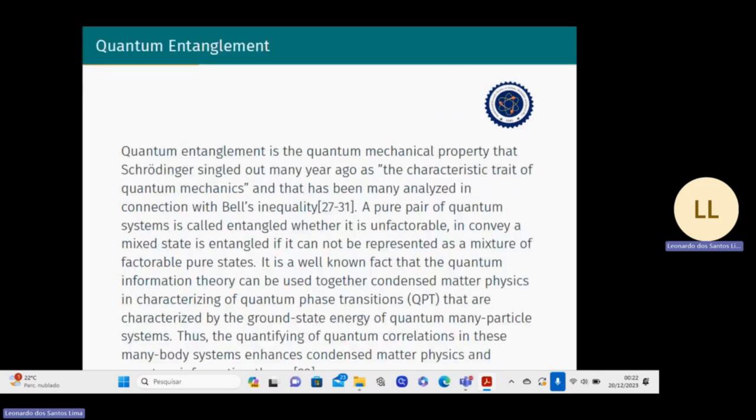Quantum entanglement. Quantum entanglement is the quantum mechanical property that Schrödinger singled out many years ago as the characteristic trait of quantum mechanics, and it has been widely analyzed in connection with Bell inequality. A pure pair of quantum systems is called entangled if it is not factorable, and a mixed state is entangled if it cannot be represented as a mixture of factorable pure states. It is a well-known fact that quantum information theory can be used to get characterizations of quantum phase transitions in condensed matter physics, which are characterized by the ground state energy of a quantum many-particle system. Thus, quantifying quantum correlation in many-body systems enhances condensed matter physics and quantum information theory.